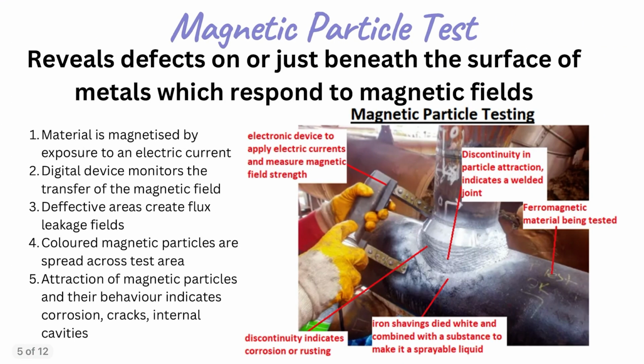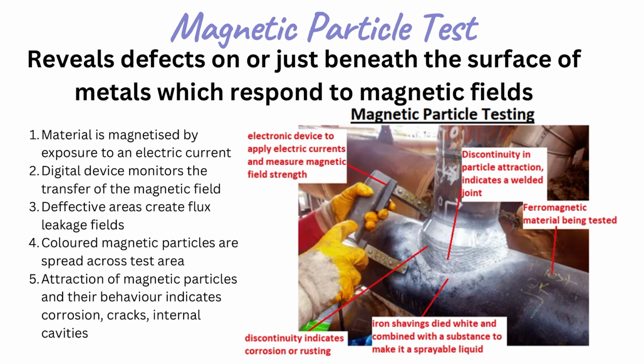A second testing method is magnetic particle testing. So this reveals defects on or just below the surface of metals which respond to magnetic fields. So that's a metal that can be magnetized. To conduct this, the material is first magnetized by exposure to an electric current, and this aligns the magnetic field to make it responsive.